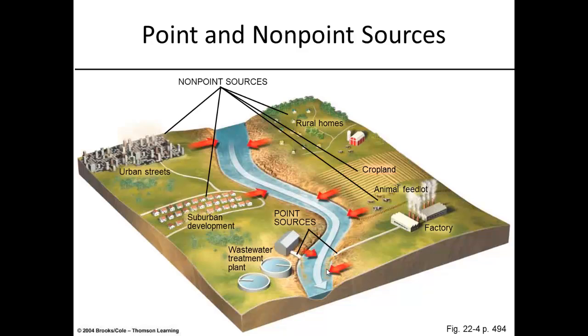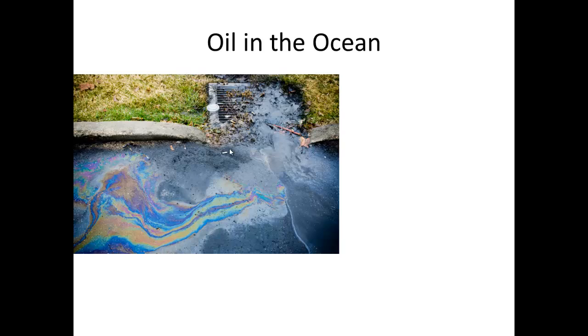Non-point sources are much, much more challenging to control, and we still in the developed world have a hard time controlling this. And basically it's just runoff. You're looking at runoff. So you have urban streets, suburban areas, cropland, animal feedlot, rural homes. All of those things have pollution on the land that gets there for various reasons, such as pesticides, fertilizers, oil, cleaning supplies, whatever. All of that stuff, when it rains, it goes into our rivers, which also gets into our oceans ultimately.